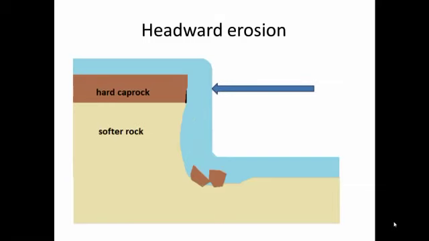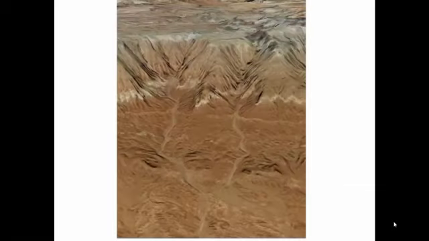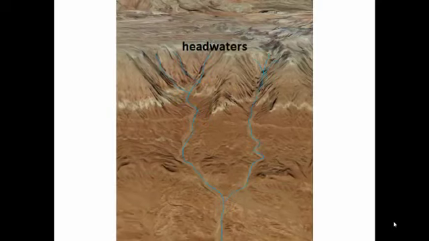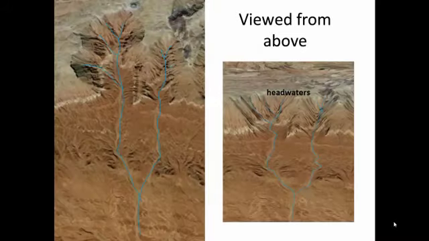Headward erosion. Here's a stream. Well, actually it's more of a wash, a dry stream bed, but during times of rain, its headwaters are eroding into the steep edge of a plateau. Here it is viewed from above.